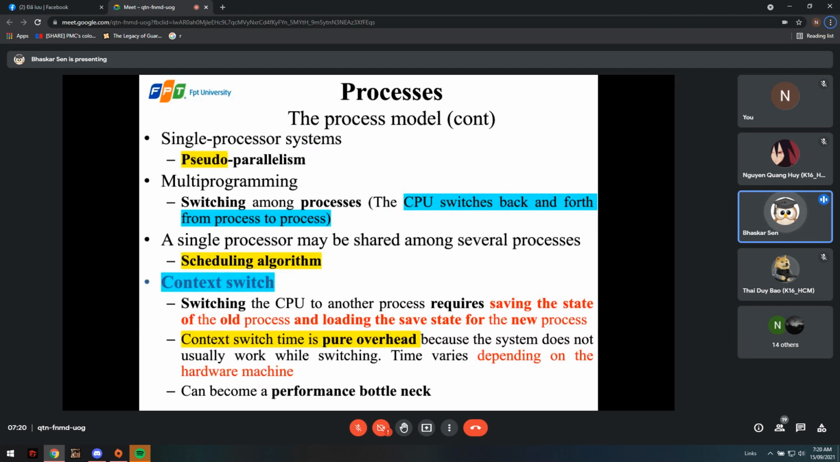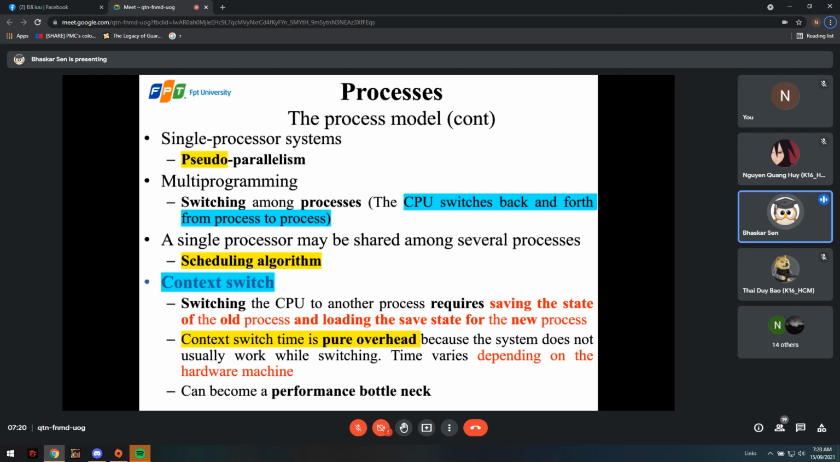In a single processor system, it is a common feature. If it is a multiple processor system, that means at least two of these instructions or two of these processes can run parallel to each other. But in a single processor system, it has to be pseudo parallelism. Multi-programming is all about switching among processes, and the CPU keeps switching from process to process. And this switching action is what we call context switching.